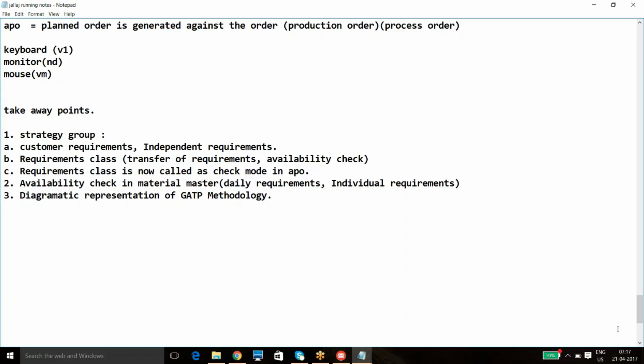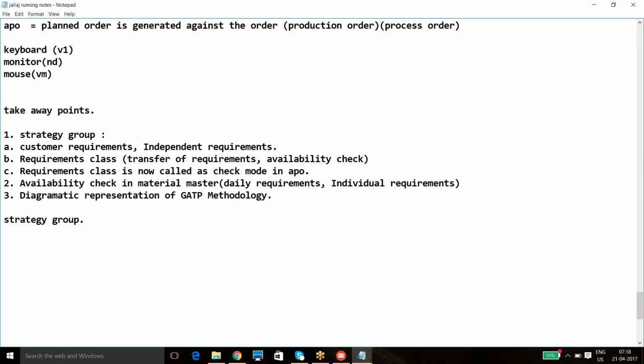Arvind, I have a question regarding the strategy group. If we do not assign the strategy group in the material master MRP3, is there any way to assign the check mode in the GATP in the material master, in the product?